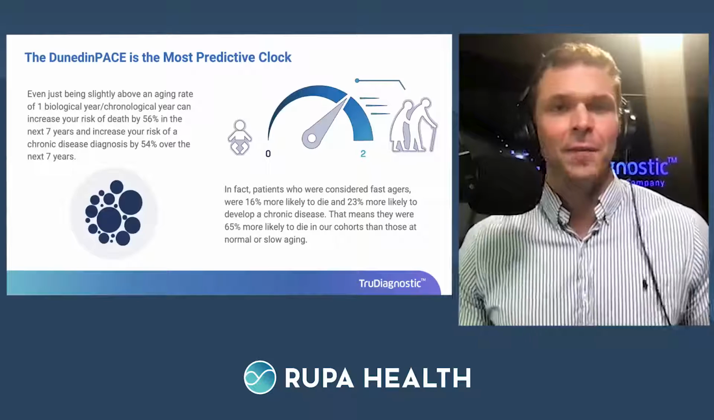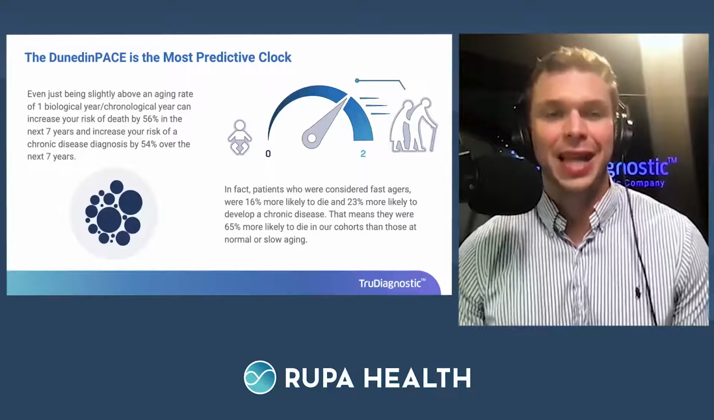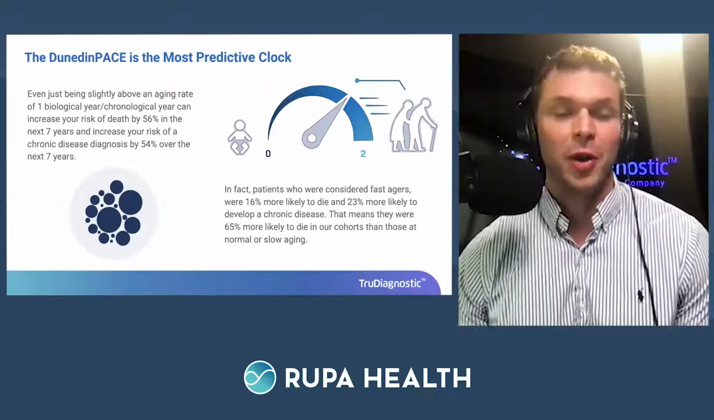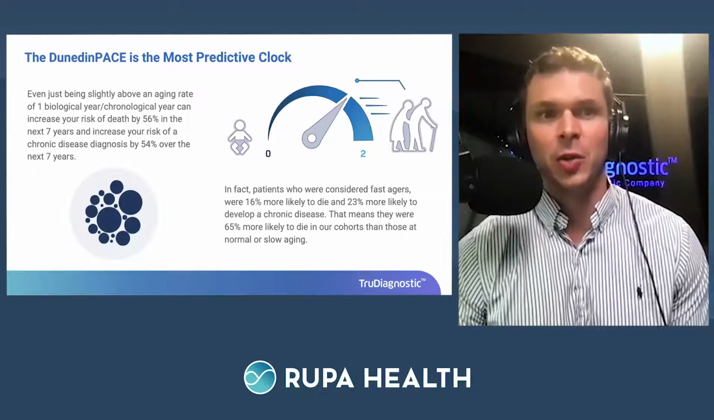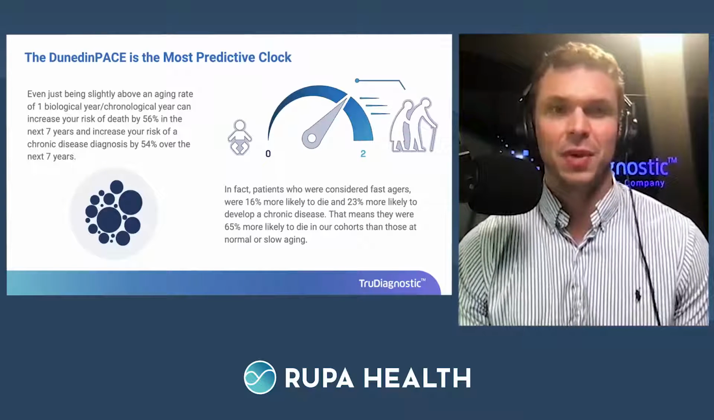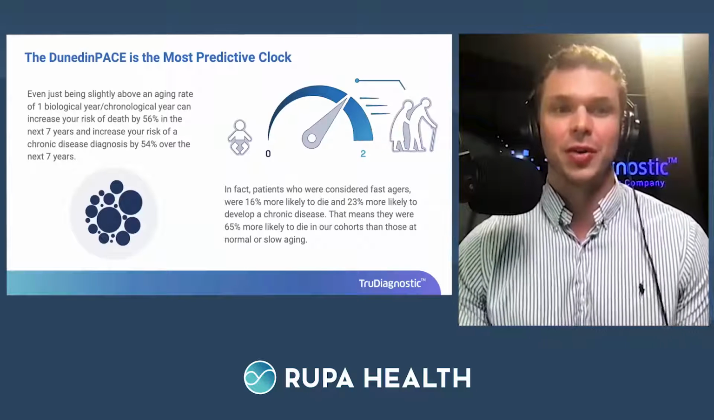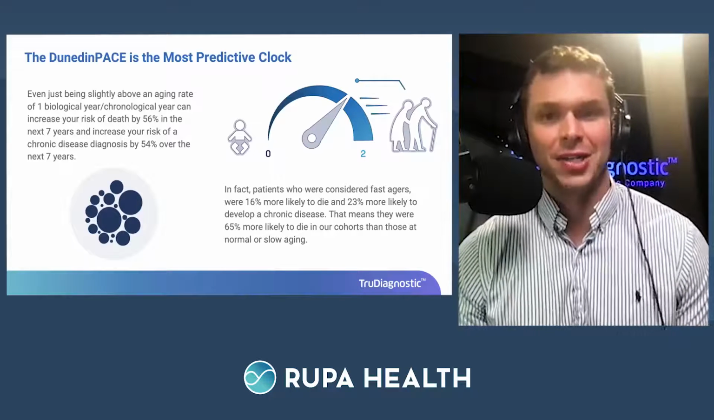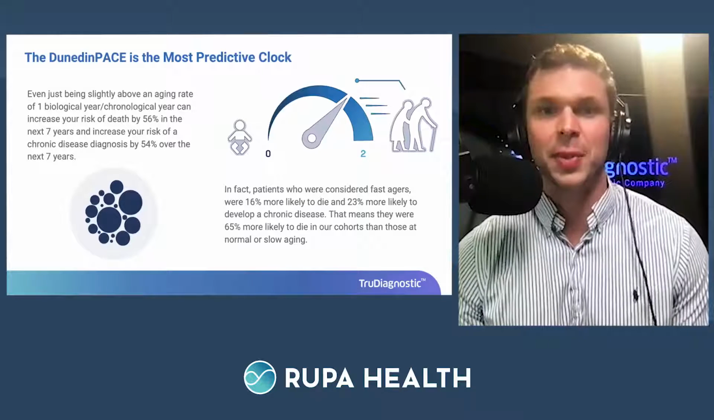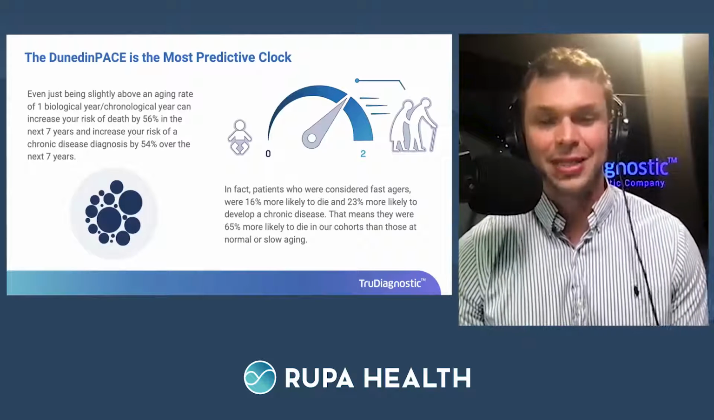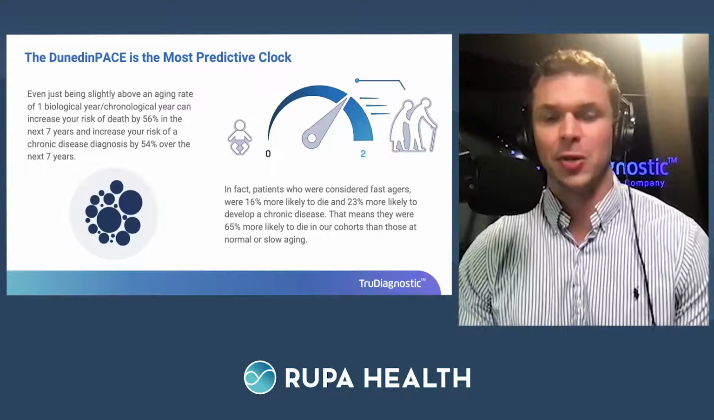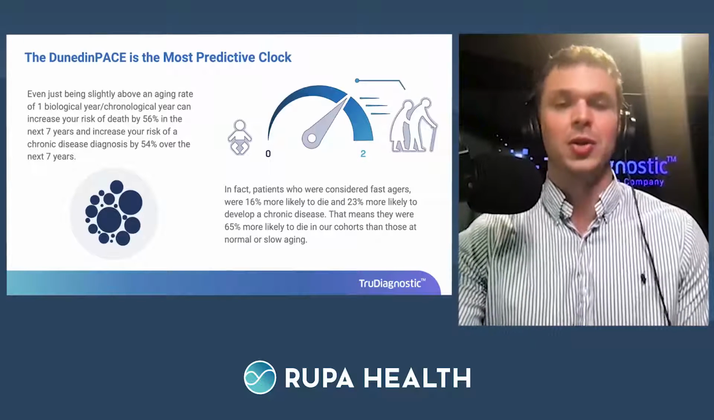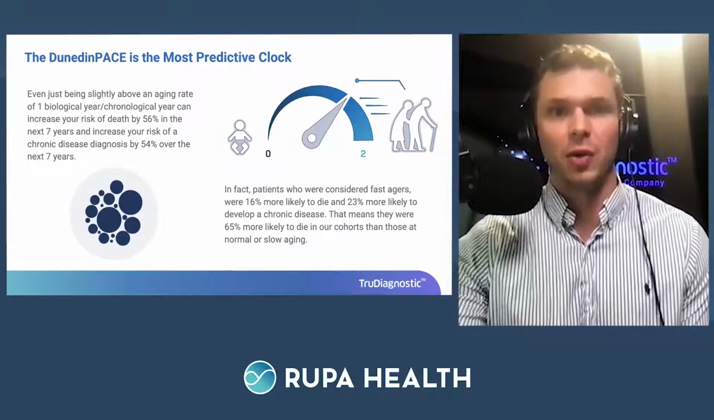And just to put that in even more context, even if you're slightly above the rate of aging of 1 biological year per year, so you're even at 1.1, for instance, you would increase your risk of death over the next 7 years by 56%, and you'd increase your risk of a chronic disease diagnosis by 54%. So these can make major, major risk changes. And again, as we talked about earlier, those people who are considered fast agers were 65% more likely to die in our cohorts than those who are at normal or slow aging. So this is the best marker that you can do, especially if you're healthy, to improve all of your outcomes.